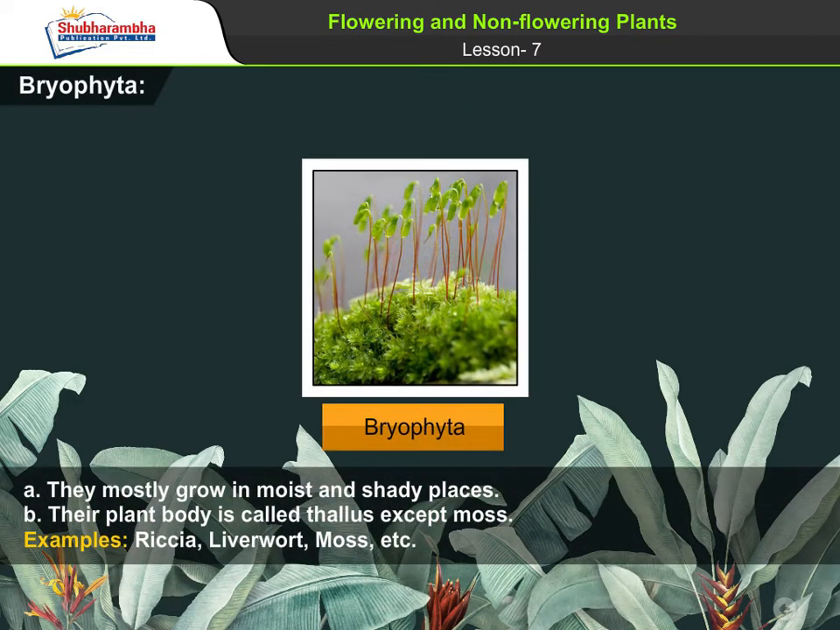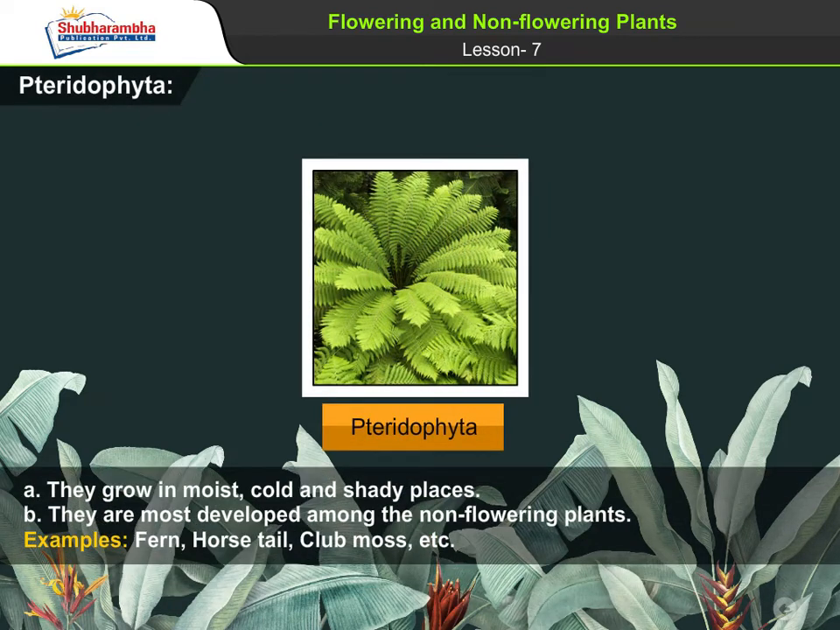2. Bryophyta. A. They mostly grow in moist and shady places. B. Their plant body is called thallus except moss. Examples: riccia, liverwort, moss, etc. 3. Pteridophyta. A. They grow in moist, cold and shady places. B. They are most developed among the non-flowering plants. Examples: fern, horsetail, club moss, etc.